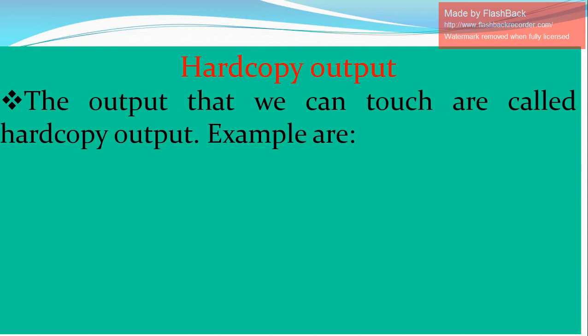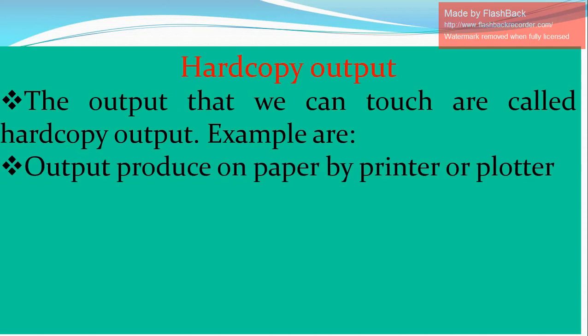The output that we can touch is called hard copy output. As we know, soft copy output is output which we can't touch, but hard copy output is output which we can easily touch. Hard copy is produced on paper by printers or plotters. So printers and plotters are known as hard copy output devices.